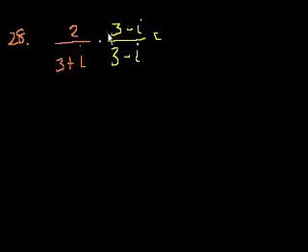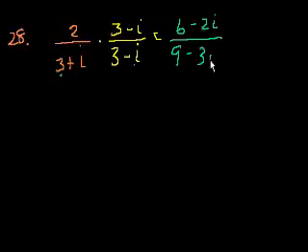2 times 3, just same distributive property as always. Let me do it in green. 2 times 3 is 6. 2 times minus i is minus 2i. All of that over, see, 3 times 3 is 9. 3 times minus i is minus 3i. i times 3 is plus 3i. And then i times minus i, you could view that as minus i squared. Right? And let's think about what this is equal to.